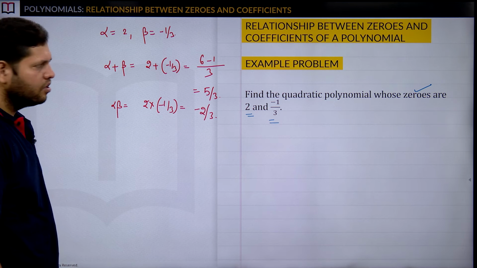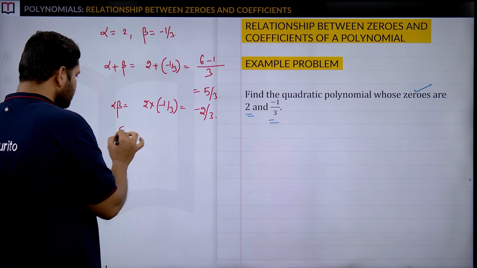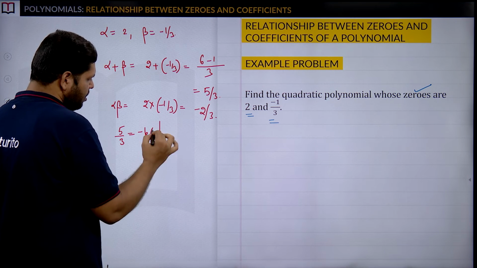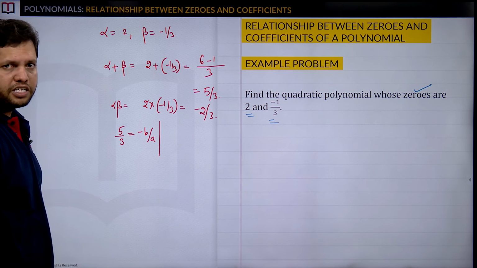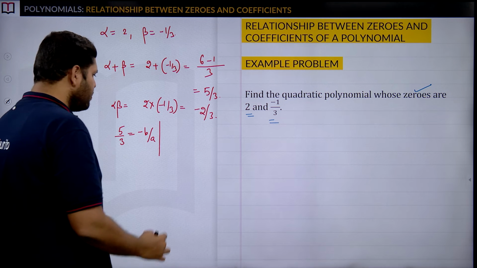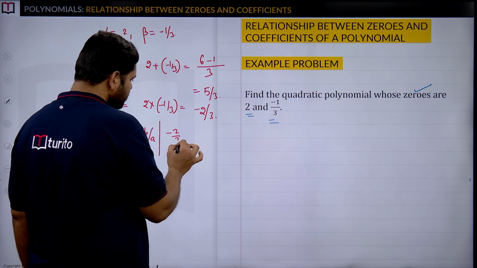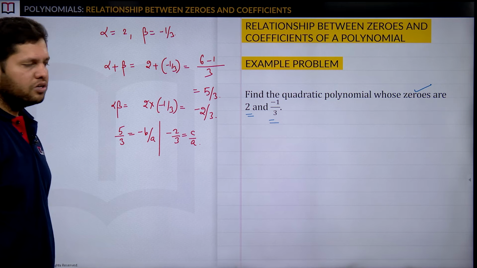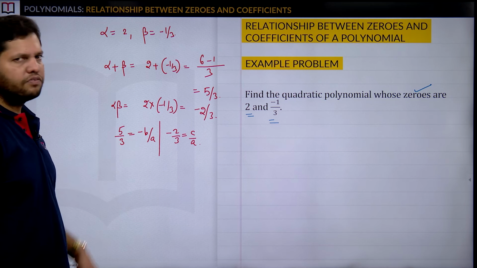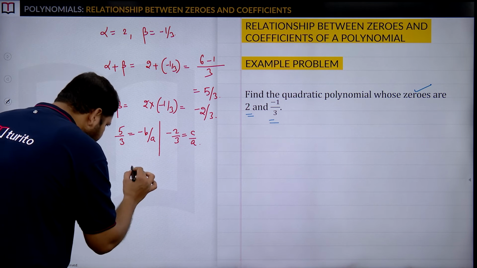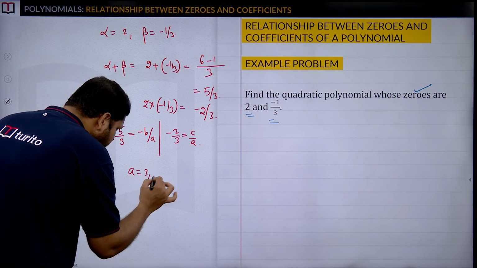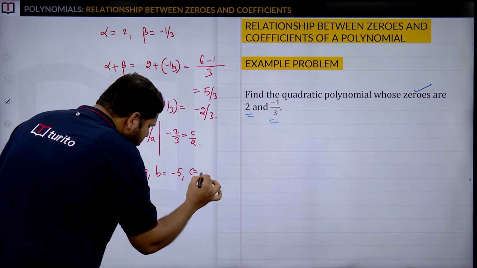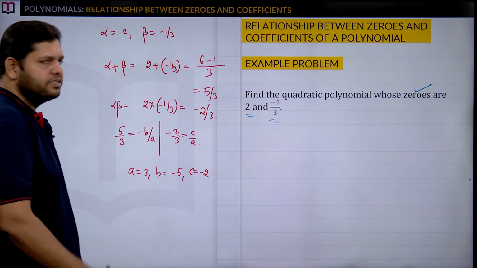Okay, children. So what actually we can write? 5 by 3 we can write as minus b by a, because sum of the zeros, what is the formula? It is minus b by a. Product of the zeros, what is the formula, children? It is c by a. Children, just see here, both the ratios are equal. So from this, can I write a is equal to 3, children? And b is equal to minus 5. And c is equal to minus 2, isn't it?